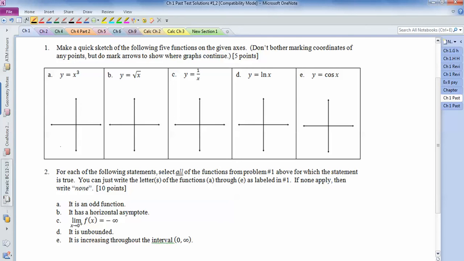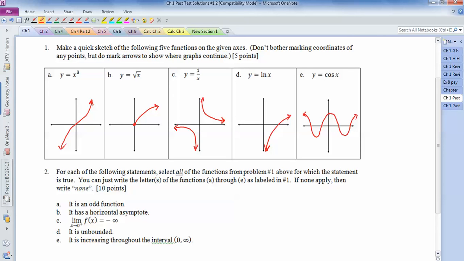So let's see, x cubed does this sort of thing. Well, let me use a different color. So x cubed does this. Root x starts at 0, 0 and goes up kind of like that. 1 over x has an asymptote at x equals 0, so it never crosses the y-axis and instead does this sort of thing. Ln of x also has a vertical asymptote at 0, but it comes up like this, and then there's nothing on this side of the graph. And cos x starts at 1 and then does that wave thing like that. And I'll draw the arrows on the ends to indicate they keep going.